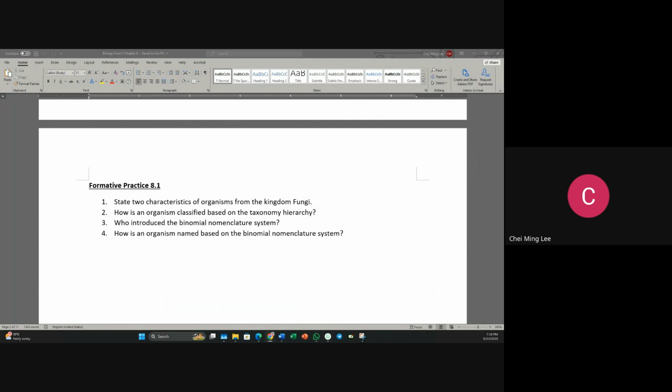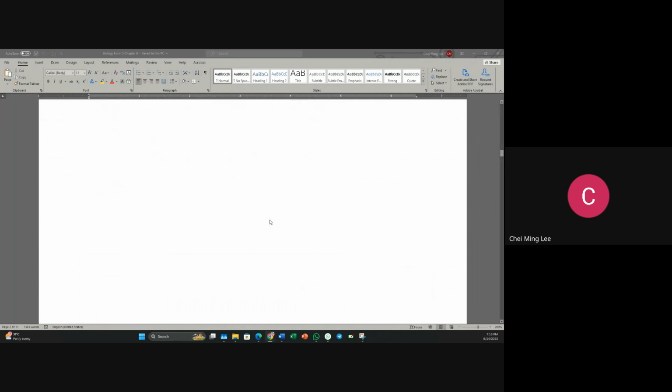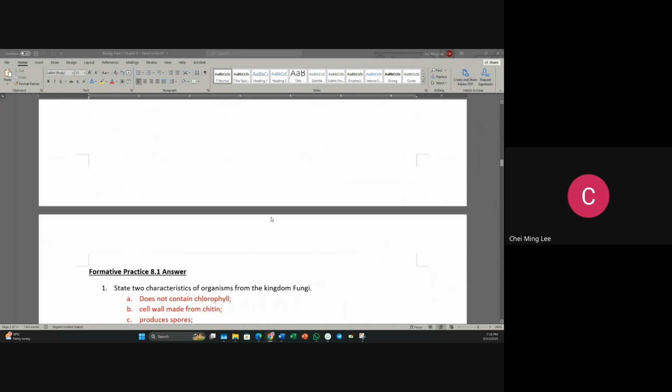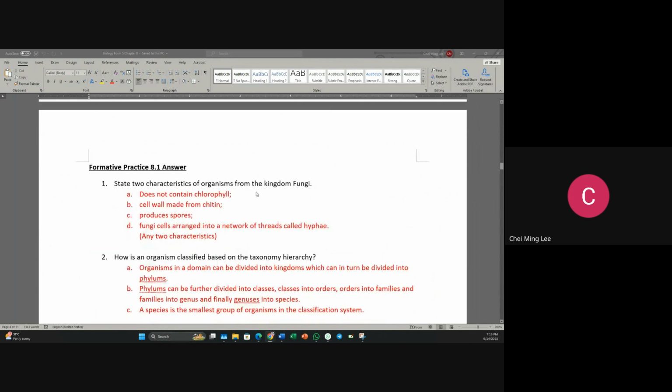Okay, so state two characteristics of this organism from the kingdom of fungi. It does not contain chlorophyll. The cell wall is made from chitin. It produces spores. The fungi cells are arranged in a network of threads. We call it hyphae.